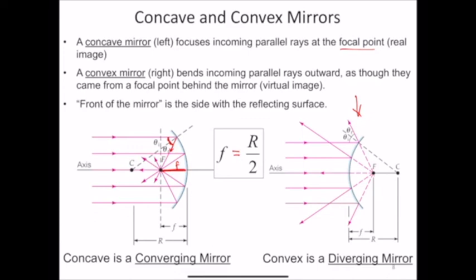And once again, you have the same relationship that the focal length little f is half of the radius of curvature.